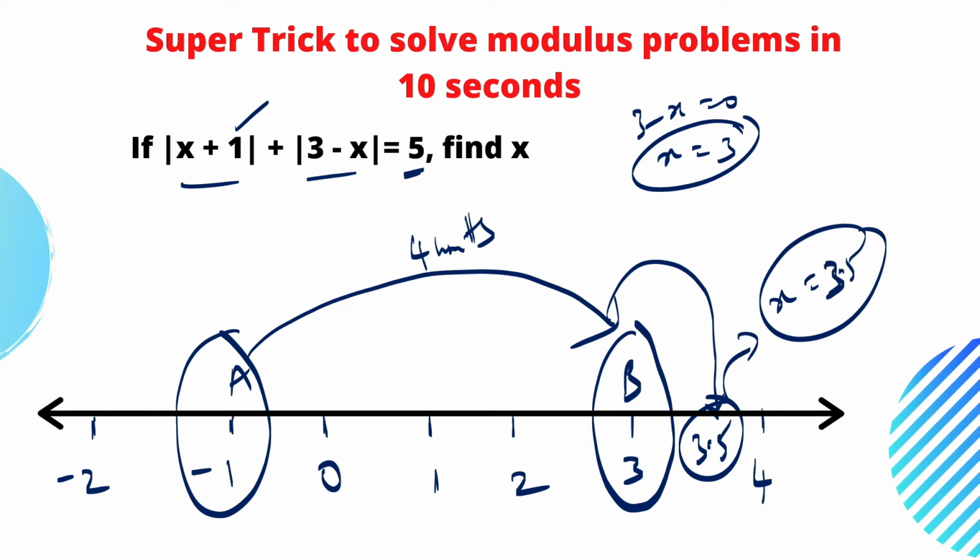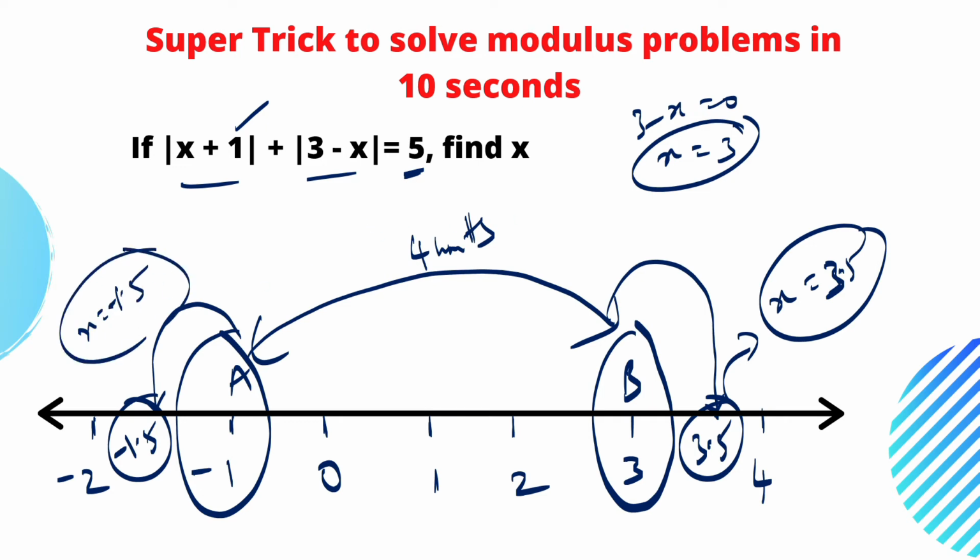What about the second case? B is traveling towards A. That means by the time B reaches A, it must have traveled 4 units, and now A and B are traveling 0.5 units together, which is equal to 1 unit. So minus 1.5 is the answer for the second case. So X can take minus 1.5, X can also take 3.5. So X is equal to minus 1.5 comma 3.5.